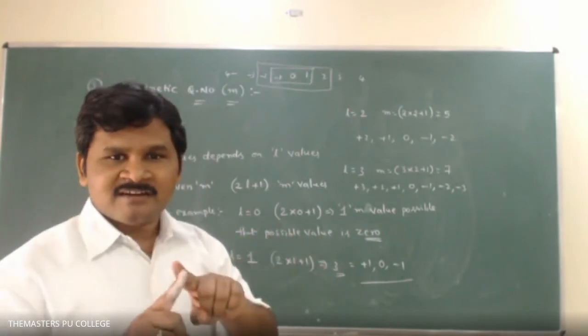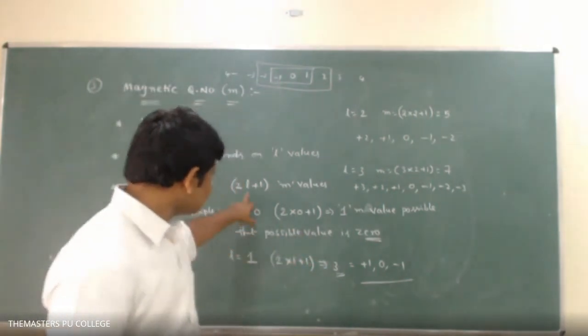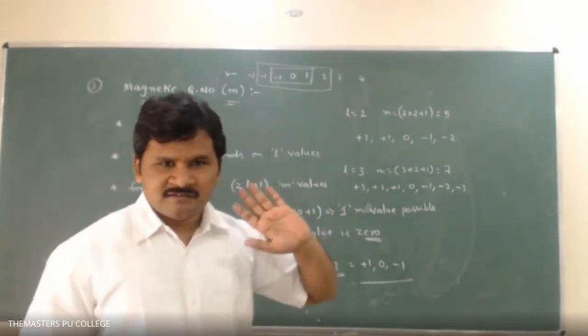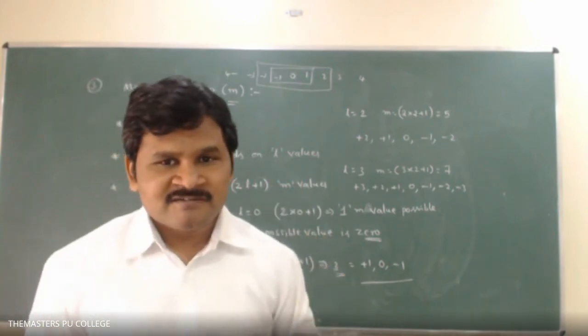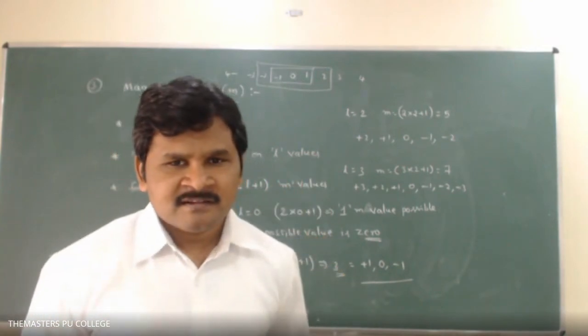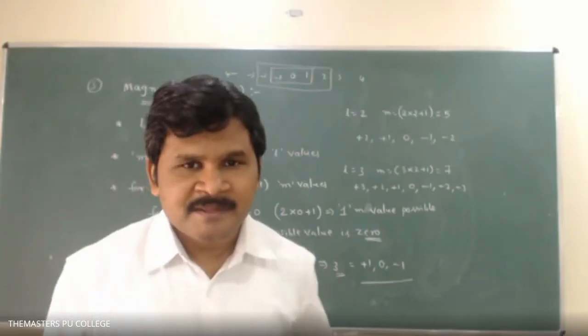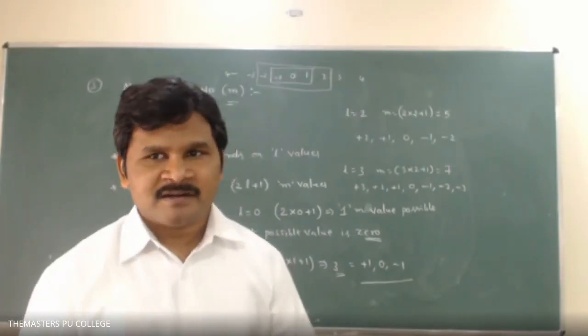If you know the L value, irrespective of the formula 2L plus 1, you can say the possible M values. Very good. L is equal to 0 for which orbital? S orbital. L is equal to 1, P orbital. That you have to remember. Next, last, spin quantum number.